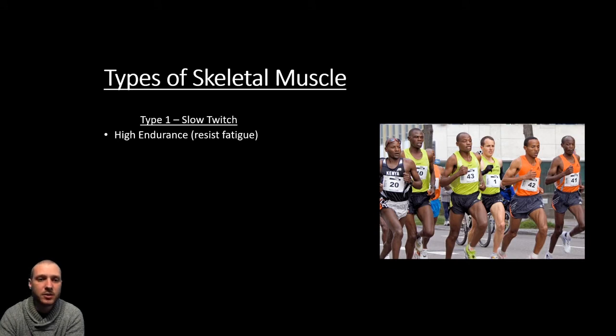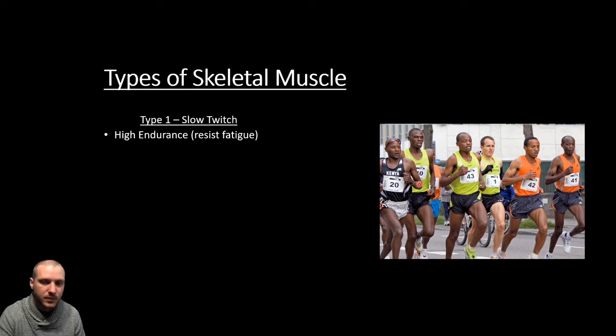Looking at the types of skeletal muscles, there are two major types. You've probably heard of them. Their official names are type 1 and type 2, but they're more commonly known as slow twitch and fast twitch. So type 1 is a slow twitch muscle, and what we need to know about them is that they're high endurance muscle fibers, meaning that they resist fatigue easily.